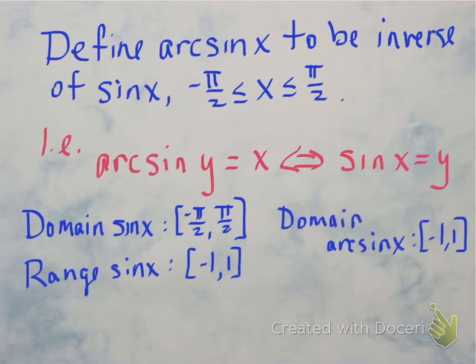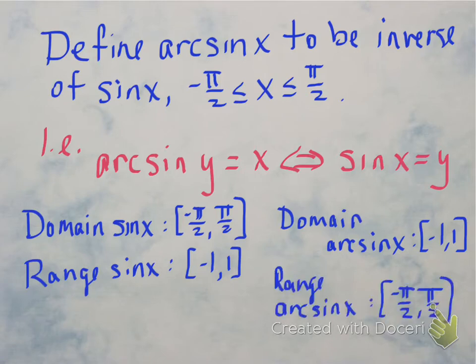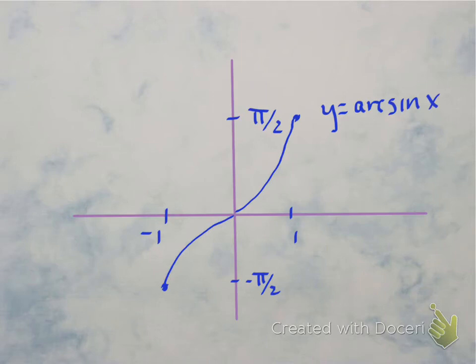So the domain of arcsine is going to be the same as the range of sine, so its domain is going to be from negative 1 to 1, including the endpoints. And its range is going to be the domain of our restricted sine function, which is from negative pi over 2 to pi over 2, including those endpoints. And the graph, we can get the graph of arcsine by reflecting that blue section of the sine graph over the line y equals x.